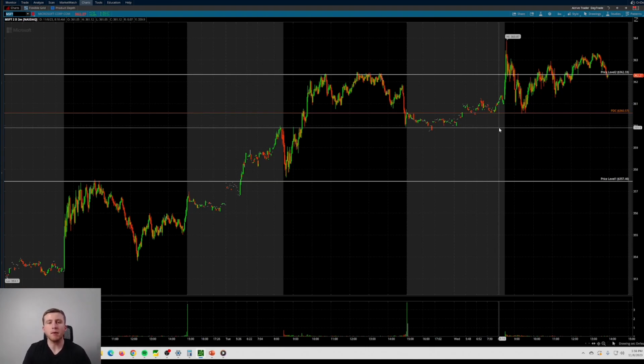I would recommend implementing these levels into your trades or into the stocks you're watching, as you will notice these levels hold a lot of the time.